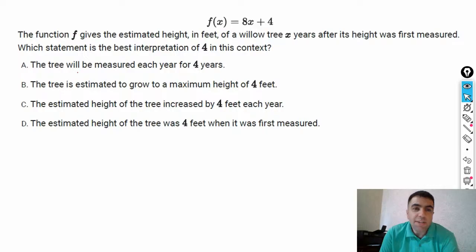The function f gives the estimated height in feet of a philo tree x years after its height was first measured. Which statement is the best interpretation of f in this context?